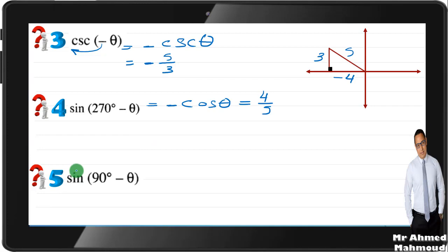Number 5, sine 90 minus theta. 90 changes the function. It will be cosine theta. And this is the first quadrant, so it's still positive. And cosine here, negative 4 over 5. So it will be negative 4 over 5.